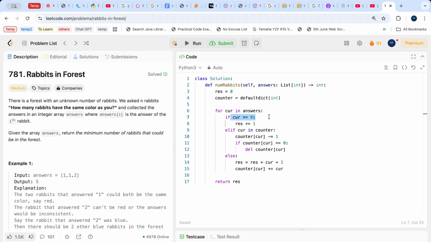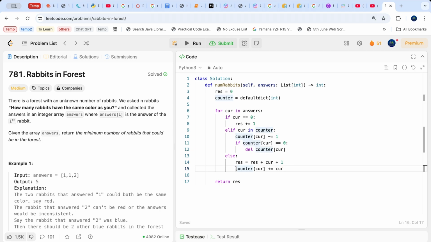But if it is not 0, then we are going to check whether this current answer belongs to our counter or not. If it is already in our counter, we are going to process it differently. But initially it will not be in our counter, right? So let us try to understand this else condition. In else, we are updating our result: result is equal to result plus whatever is the current count, for example 2, then we would say 2 plus 1. And that's because of the one to whom we are asking the question and the 2 about whom this particular rabbit is talking about. So current plus 1.